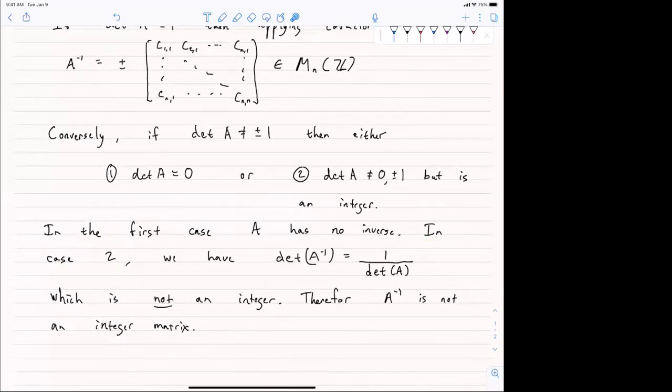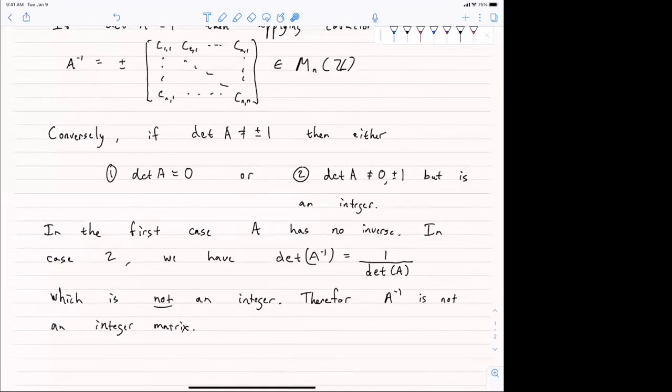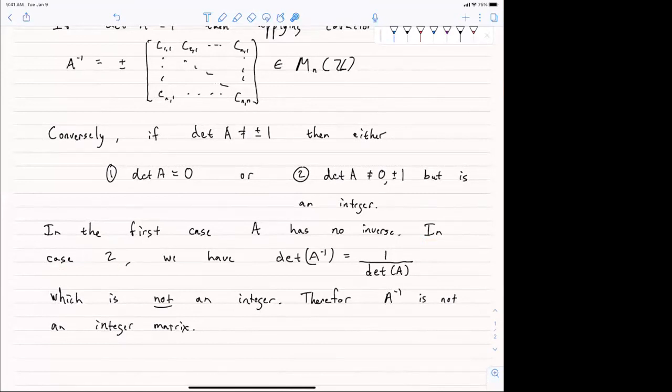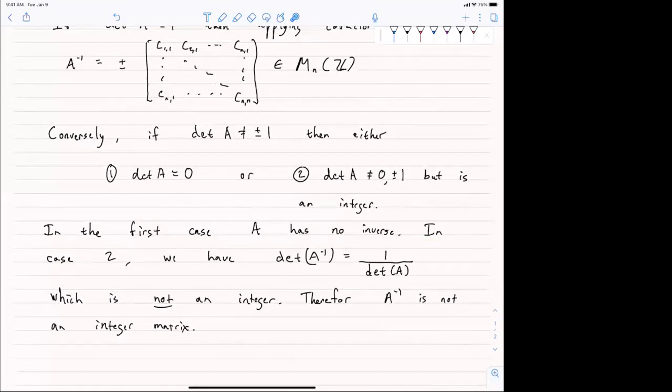Well, the determinant of A is an integer. That's fine. But the inverse matrix of A has a determinant that is not an integer. Okay, that makes a lot of sense. It means that the inverse matrix of A does not have integer entries. Yes. So that's what we're showing.